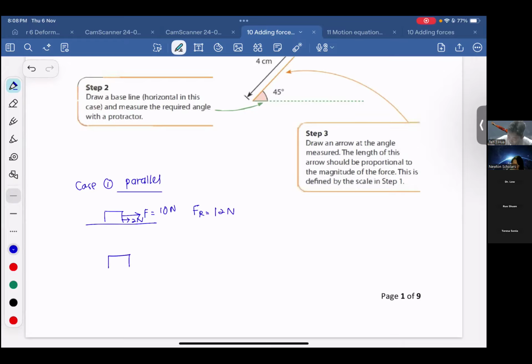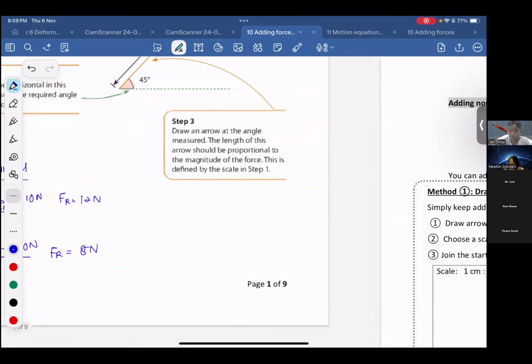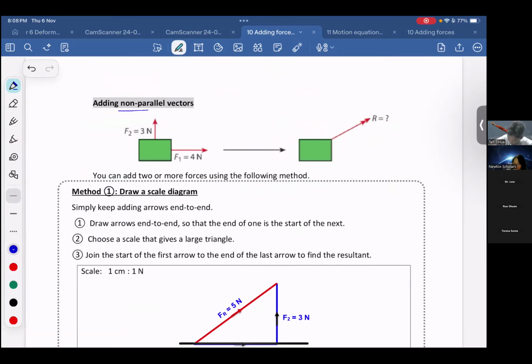If they are in opposite directions, here is 10 Newton and here is 2 Newton. What is your resultant force? Actually it's 8 Newton. Previously, we learned about this, right? But today, if these two forces are not in parallel anymore, can we use the mathematical way to calculate the resultant force? This is what we are going to learn today. If they are non-parallel vectors, how do we solve the question?